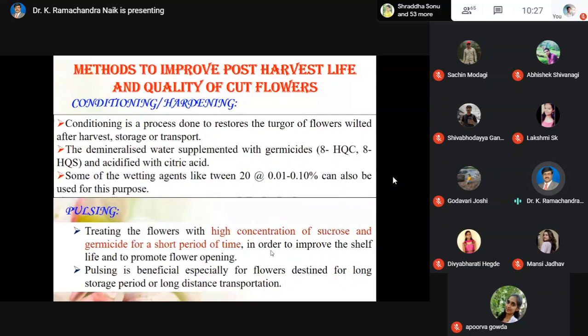Then come the holding solutions. The holding solution is different from the pulsing solution. The holding solution is the one which stays until the flower reaches the consumer's point, whereas the pulsing solution is given for a shorter period, using concentrated solutions at the production point before packing, for motivating the flower and maintaining turgidity. After pulsing, we have to sell it to the consumer.